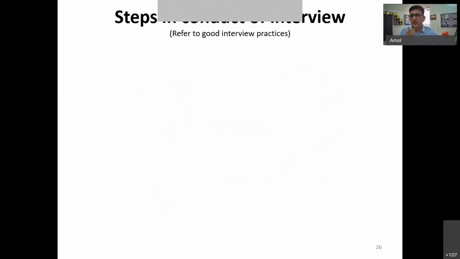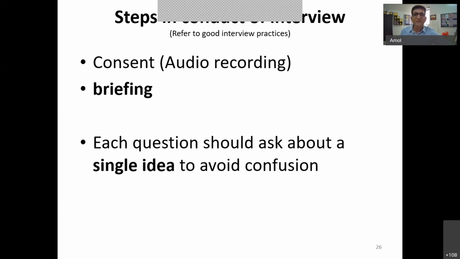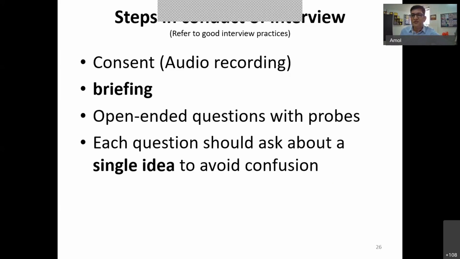So, steps in the conduct of an interview. There are some good interview practices. Obtain the consent, and also take consent for audio recording, that I'm going to take your audio recording. Do the briefing. Look, I'm going to ask you these types of questions. This is the study topic. This is the nature of the questions. If anything is disturbing to you, let me know and I will stop at that. Then ask open-ended questions. What is your opinion about the services provided by XYZ hospital? Right? And ask one idea at a time and then ask about suggestions later, but not two ideas at a time.